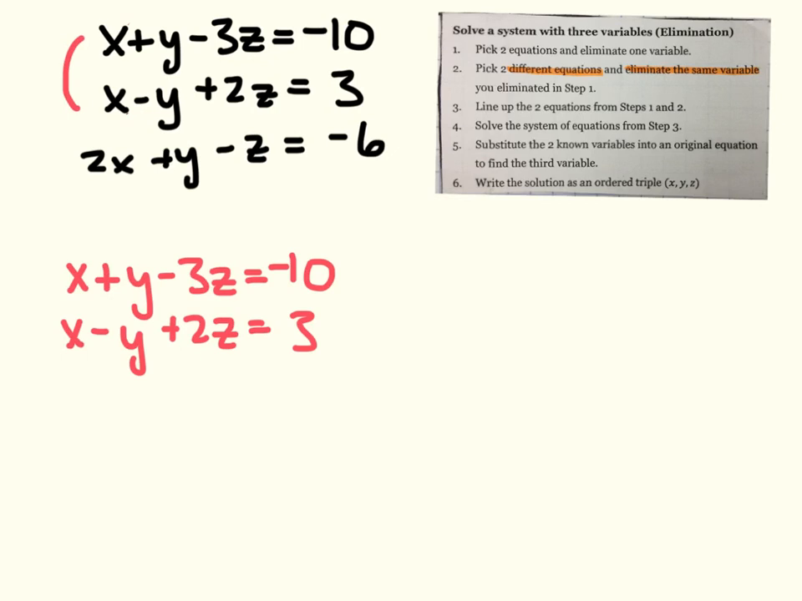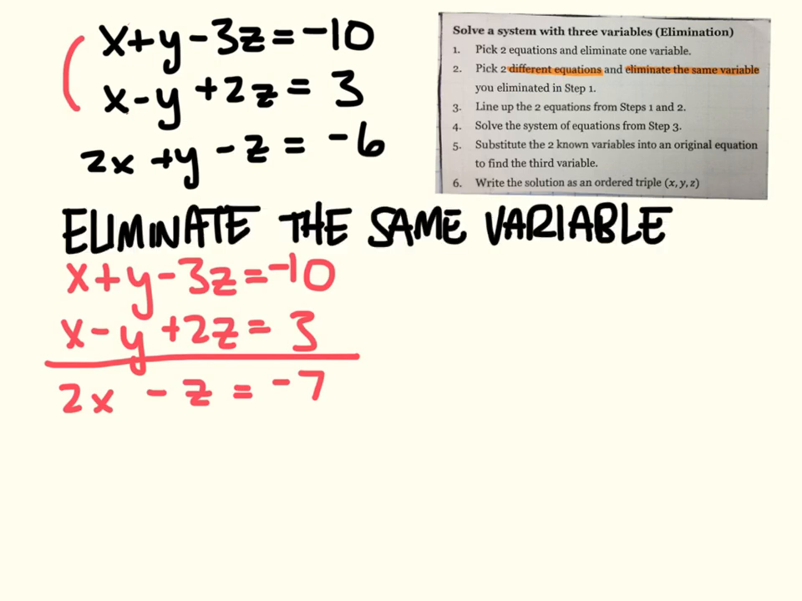Now, it's not always this nice, right? Sometimes you have to use your elimination rules and maybe multiply one of the equations by a number, and we'll see that in a minute. So here we have 2x minus z equals negative 7. All right, now the second step is to pick two different equations and eliminate the same variable. It's so important that we eliminate the same variable.